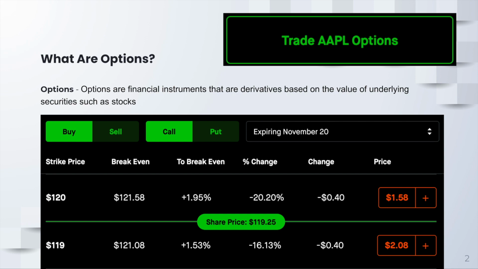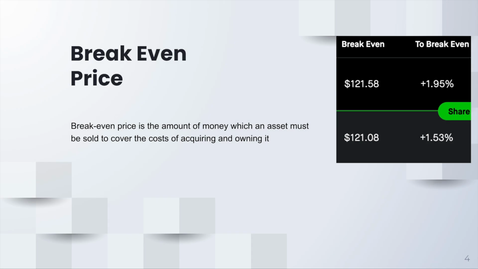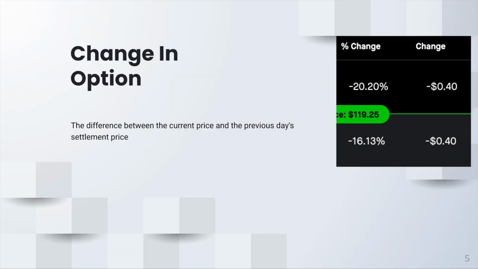We will start with the strike price. The strike price of an option is a price at which a put or a call option can be exercised. Next up is the break-even price. The break-even price is the amount of money which an asset must be sold for to cover the cost of acquiring and owning it. Next is the changing option. The changing option states the difference between the current price and the previous day's settlement price.